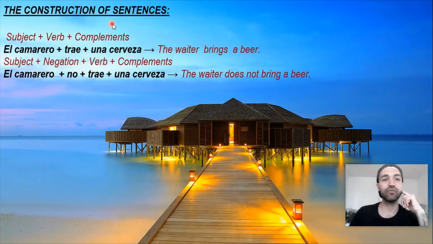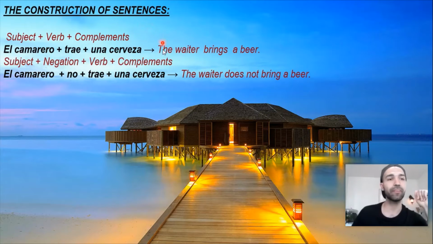The construction of sentences. So, to make a sentence in Spanish, first we need the subject, and we need a verb, and after that we can add complements. For example, el camarero trae una cerveza. Here, el camarero is the subject, trae is the verb, una cerveza is a complement. The waiter brings a beer.